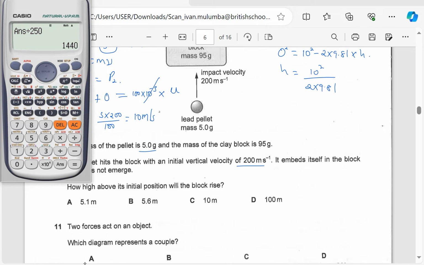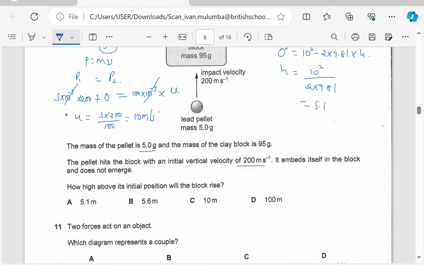So let's check. 10 squared divided by 2 times 9.81. So the answer is 5.1, which makes it A.